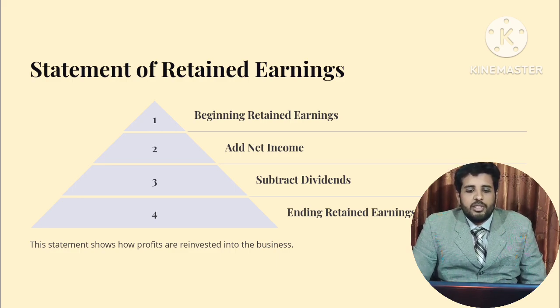So what are its key components? The first component is beginning retained earnings. The balance carried forward from the previous accounting period is mentioned first. Then there comes the net income or net loss, which is derived from the income statement. It reflects the profits and losses during a particular period. Then we have the dividends that are paid to the shareholders in that period, and at the end we record the ending retained earnings, which we get at the end of the accounting period.